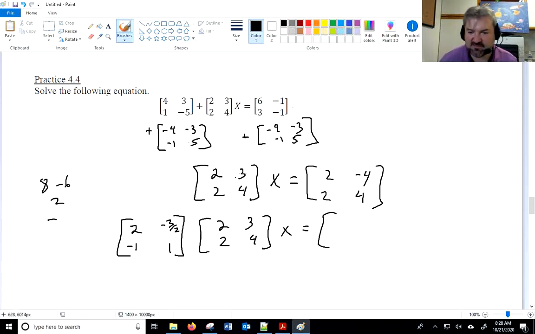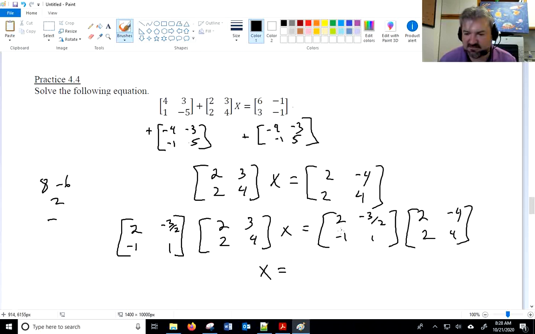And x is on the right, so we are multiplying on the left. Very important that we do that, or we will get the wrong answer. 2, -4, 2, and 4. All right, that's going to be, let's see here, 4 minus 3 is 1, 6 minus 6 is 0, -2 plus 2 is 0, -3 plus 4 is 1. So that's going to be our identity, so I'll just call that x.